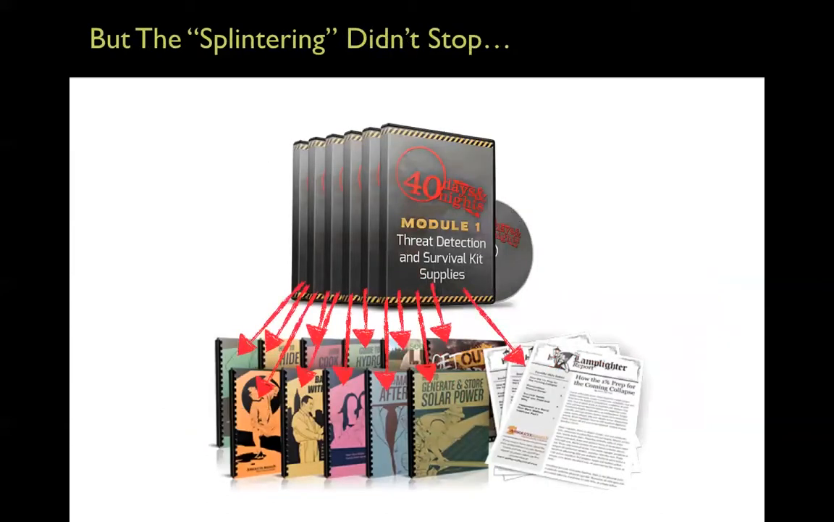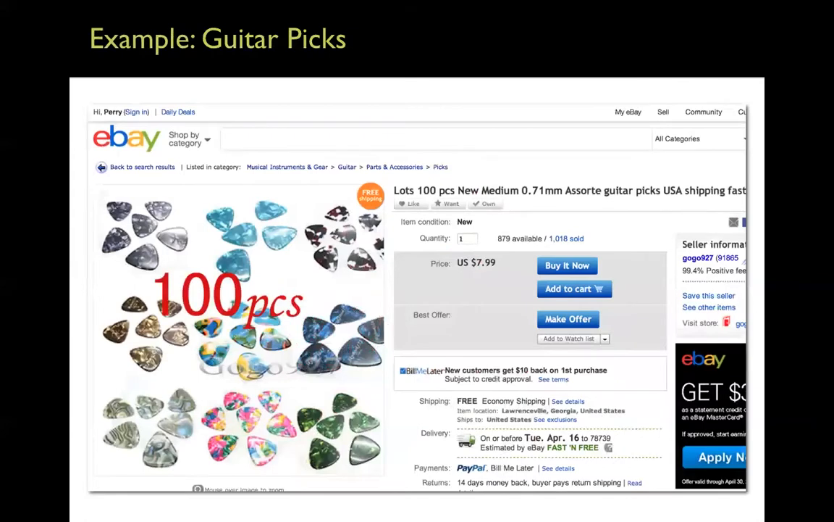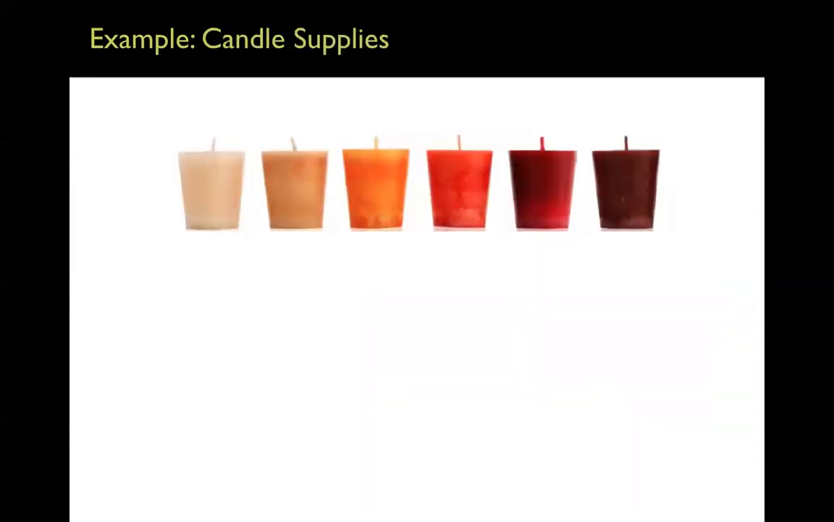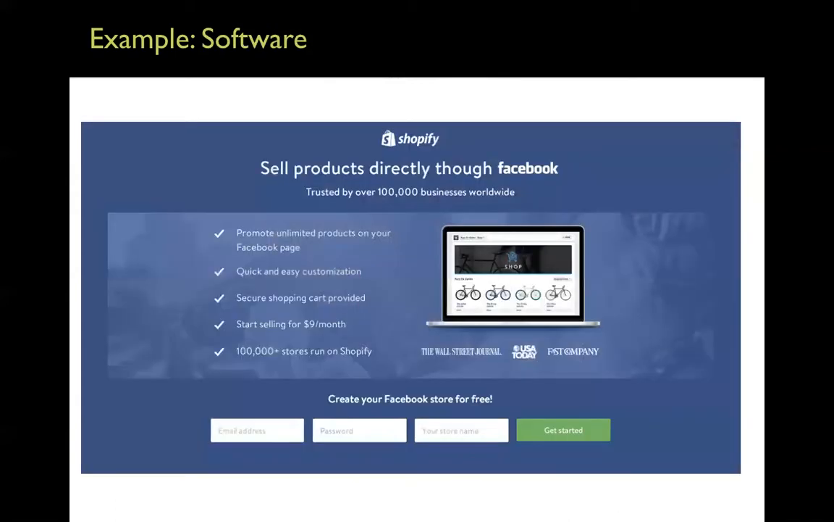But the splintering didn't stop. You see that we were able to produce more and more smaller resources that we could put out there for $7 a piece, and they would all lead ultimately to the purchase. And it's not just information products that this works with. So here's an example. Guitar picks on eBay, $7.99 for 100. Candle supplies. You buy the wicks, they'll sell you the wax. You can make your own candles.